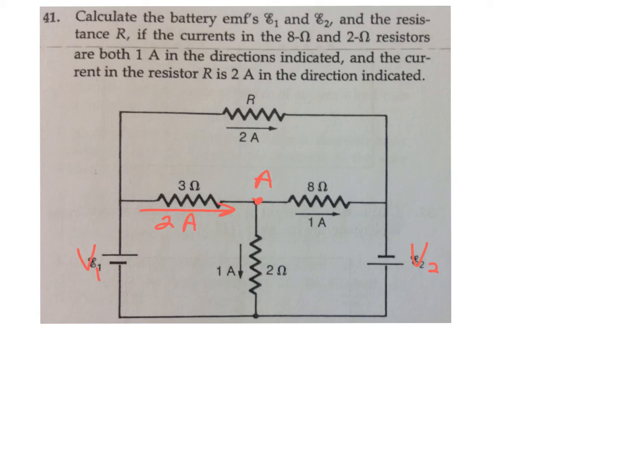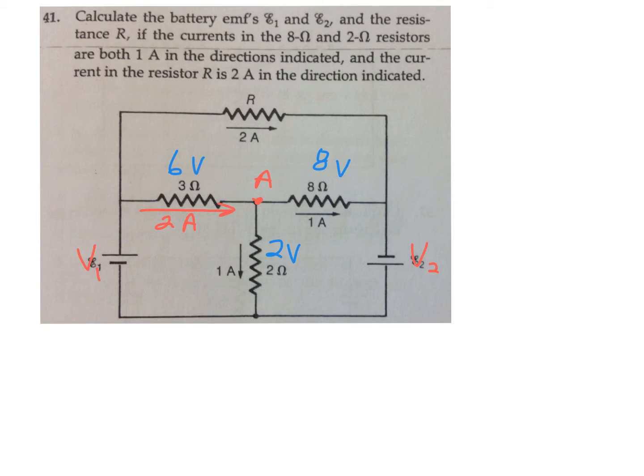And immediately, if there's 2 amps there, that's 6 volts. And in this 2 ohm resistor at the very bottom, I know that I have 1 amp and 2 ohms. That's 2 volts, V equals IR. And on the right-hand side, the 8 ohm resistor, V equals IR. I is 1, 8 is the resistance. So that's 8 volts. So I know a lot of the voltages already.